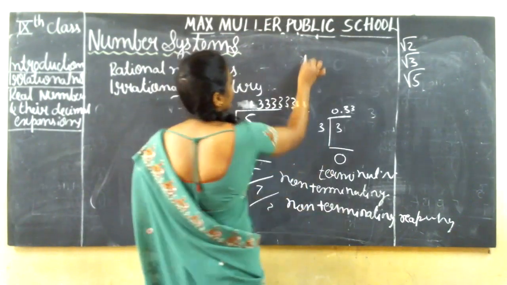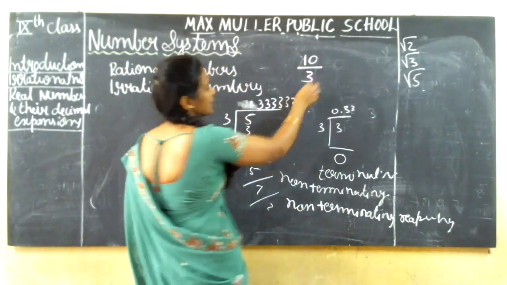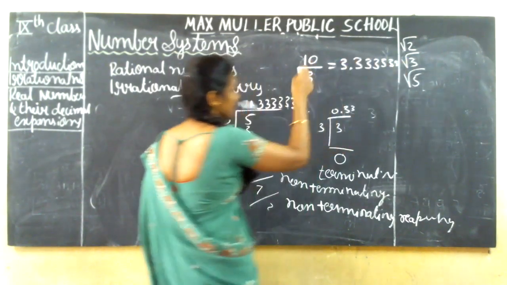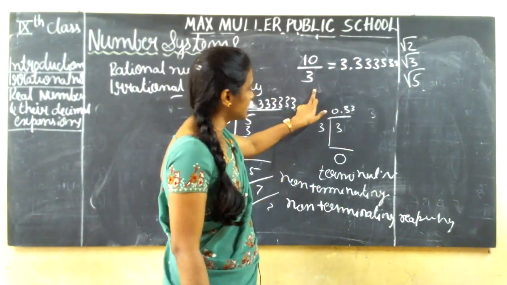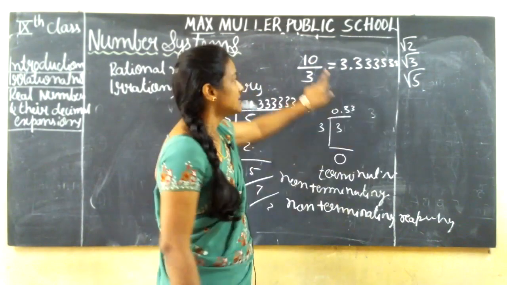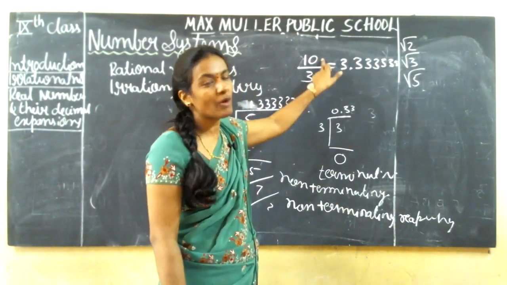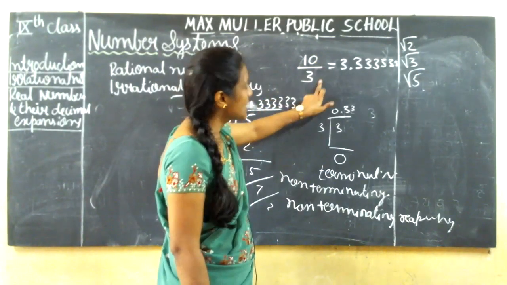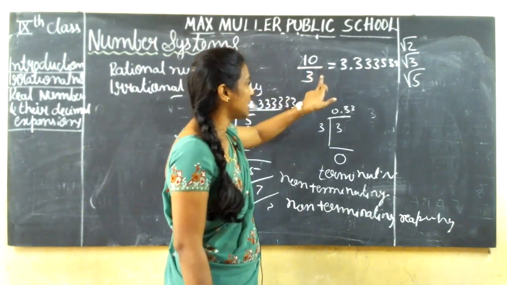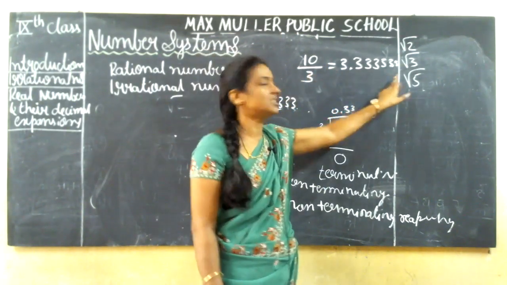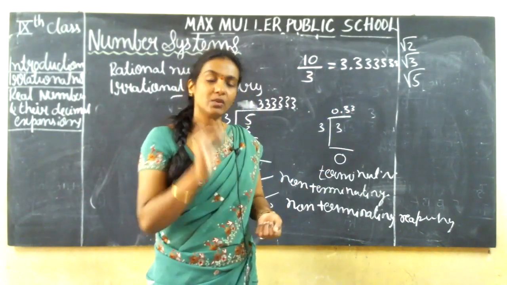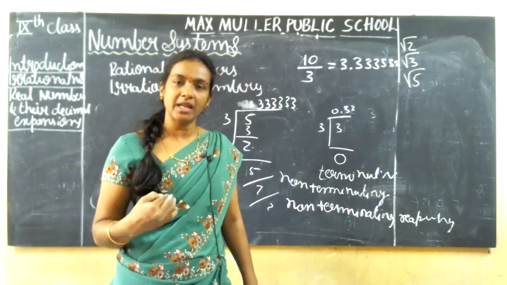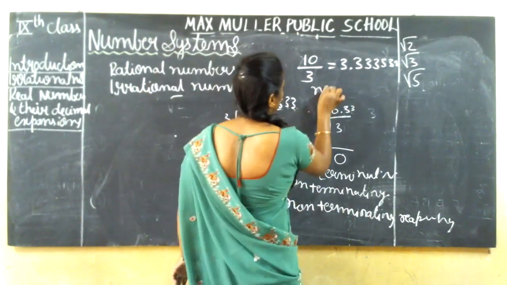10 by 3. Last class I did this problem, no? 10 by 3, what answer will you get? 3.333. You can divide and check. This is a rational number, no? Why do you say rational number? Because it is in the form of p by q. So when you divide 10 by 3, you get 3.333333, isn't it? You are not getting a 0 in the remainder place, so this is not terminating. It comes under non-terminating.